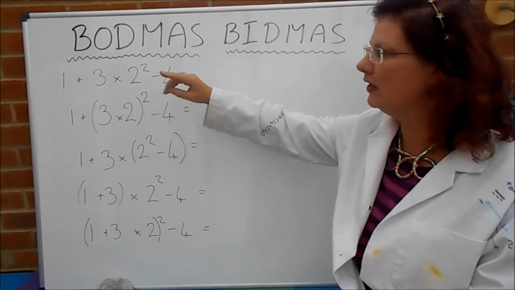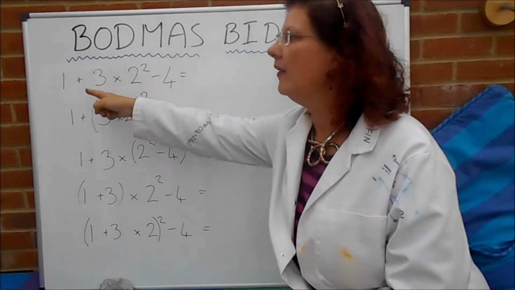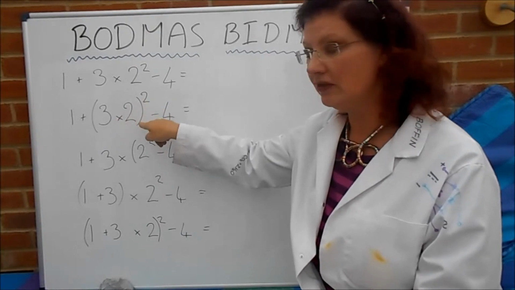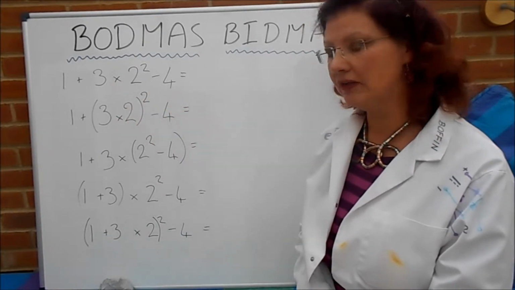Obviously there's no brackets in this one, so you're going to start off with the squared, then you're going to do the multiply, then the adds and subtracts. On this one you're going to work out what the contents of the bracket is first, and then square it, then the adds and subtracts.